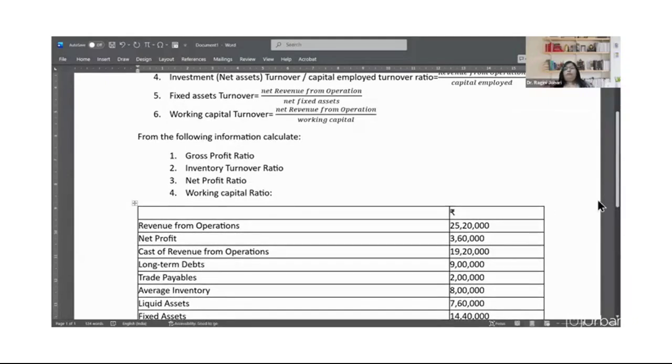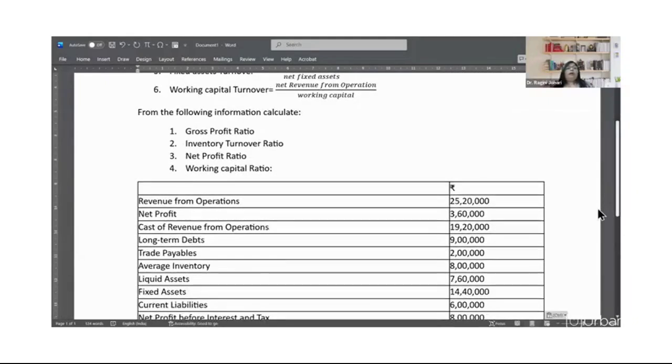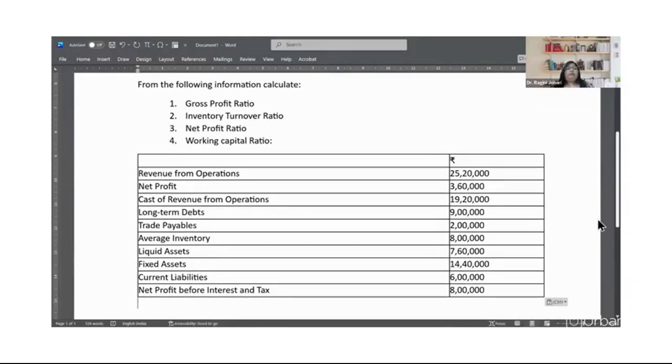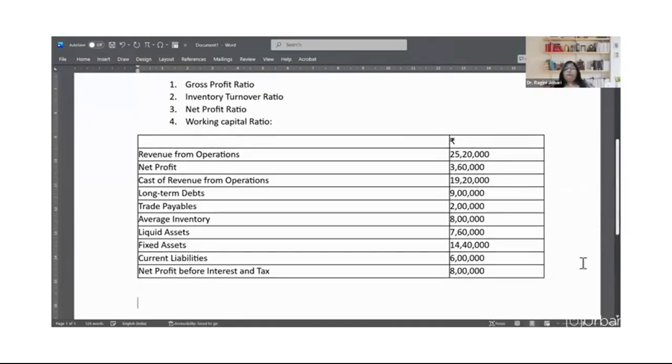So students, we have this question over here, and some figures are given to us. We have to find out gross profit ratio, inventory turnover ratio, net profit ratio and working capital ratio. So let's find out these ratios. The first ratio is gross profit ratio. Gross profit ratio we have already found out in the last class, so we can straight away move to inventory turnover ratio.